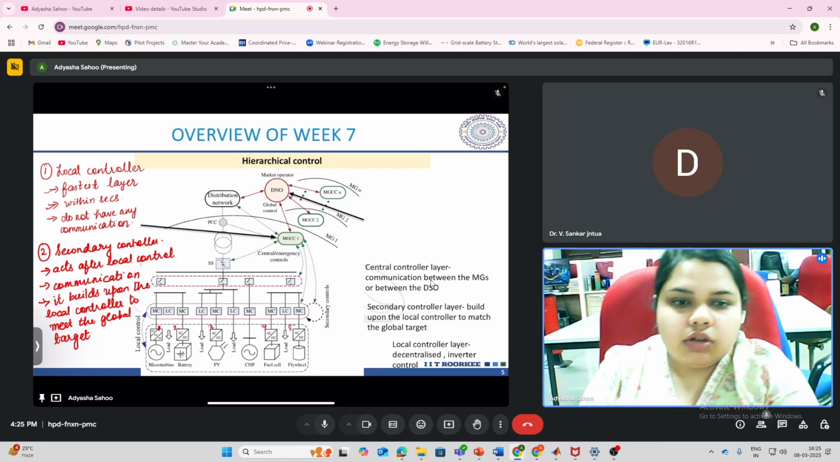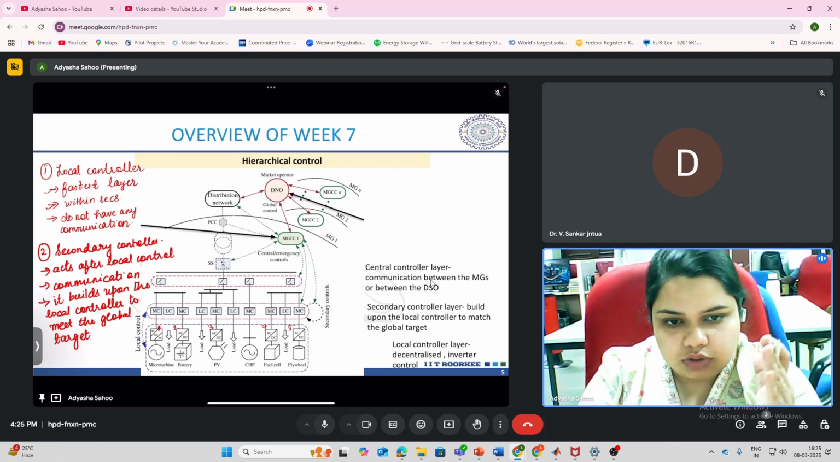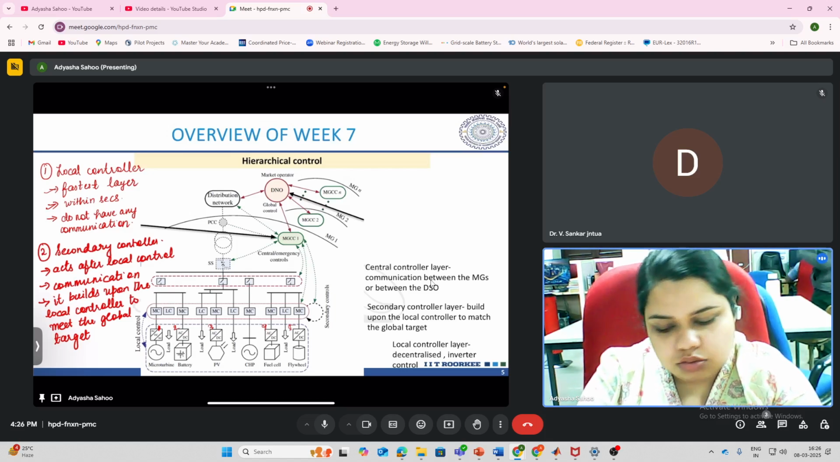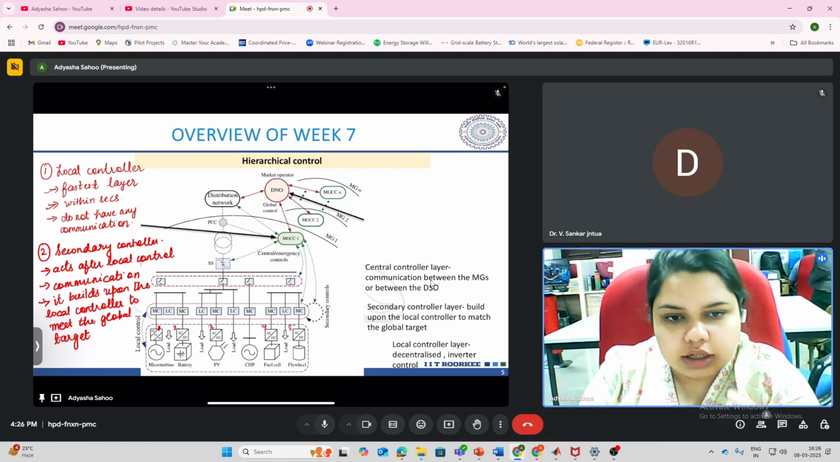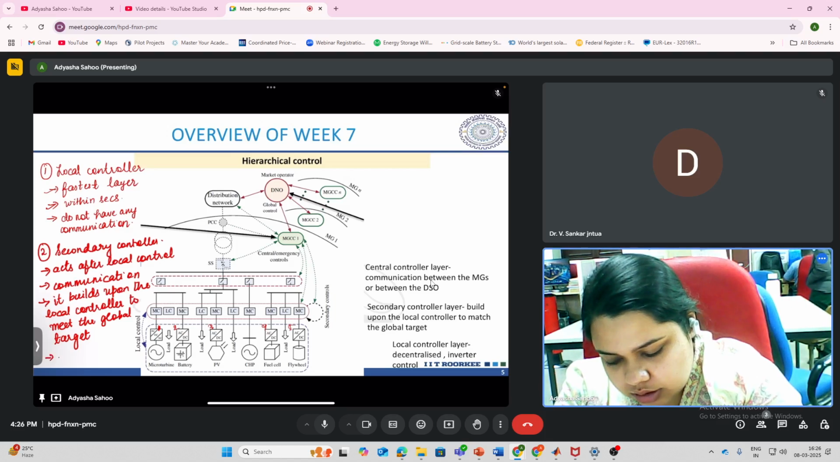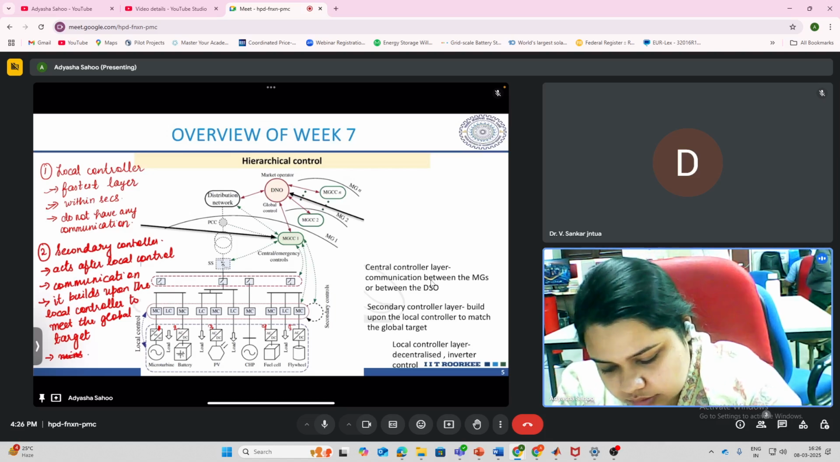The secondary control layer is aware of the grid conditions. It has knowledge about what target you want to reach, and it will take control actions accordingly by communicating with all these inverters, giving signals to all of them to reach the global target of the whole microgrid. It acts after the local controller, and its time scale of operation is seconds to 1 or 2 minutes.